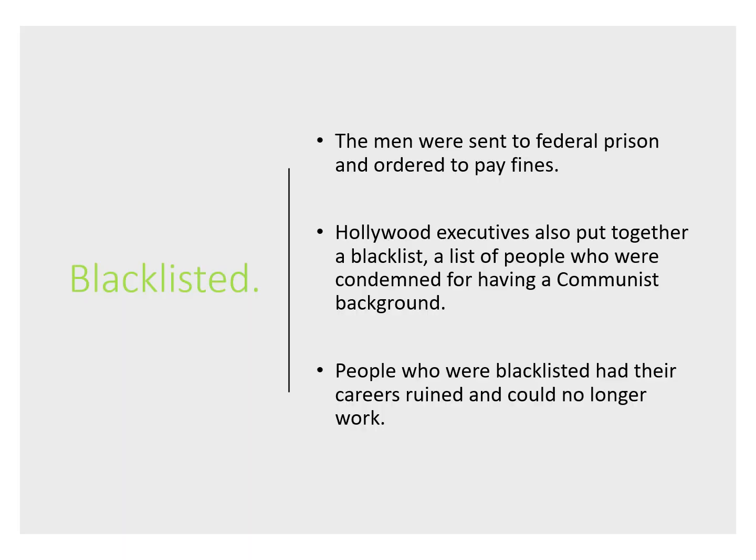So, blacklisted. The men were sent to federal prison, and they were ordered to pay some fines. Hollywood executives began to put together a blacklist, a list of people who were condemned for having a communist background. This could have been your wife, or maybe your father and mother was a member of the Communist Party in the past. Maybe you had been a member for a short period of time. But if you were blacklisted, you pretty much lost your job, and you weren't able to be hired by anyone else because people knew that you had some type of communist background. People who were blacklisted had their careers ruined, and they could no longer work, all based on suspicions. No real proof of any of these accusations.